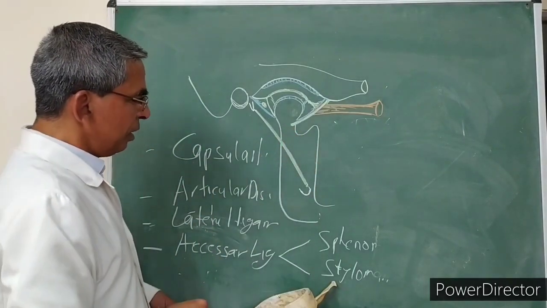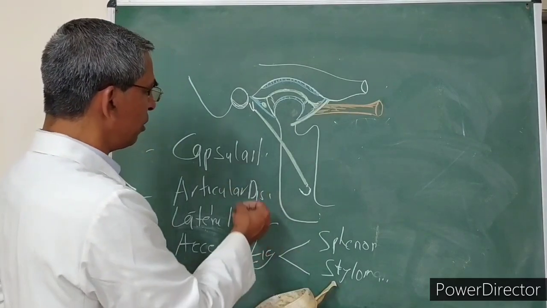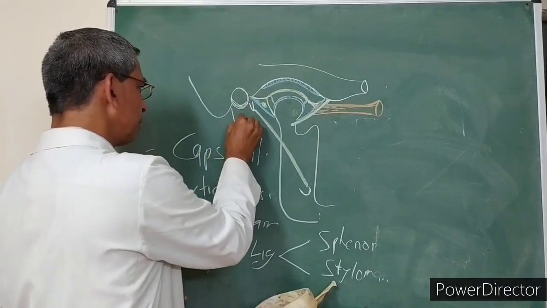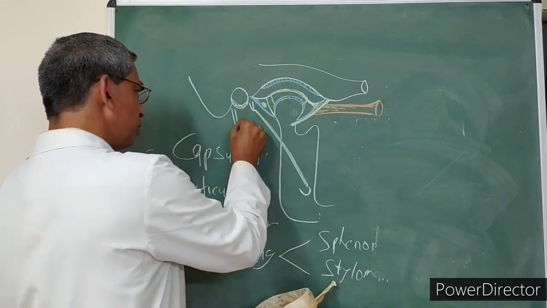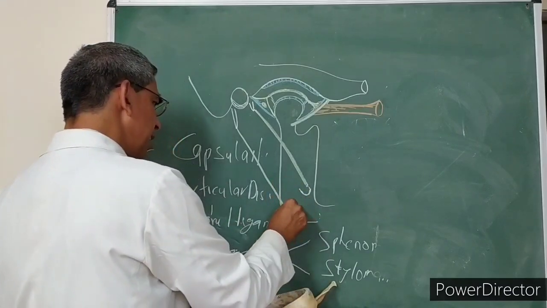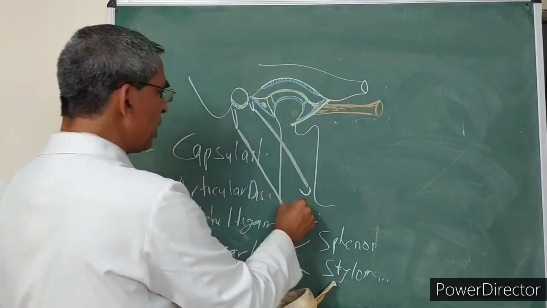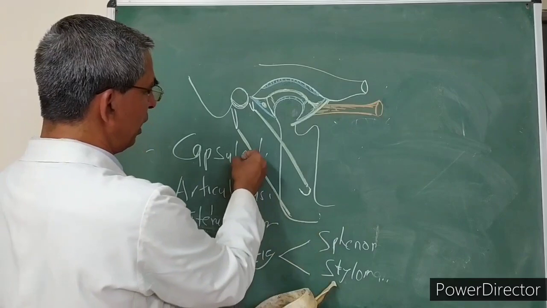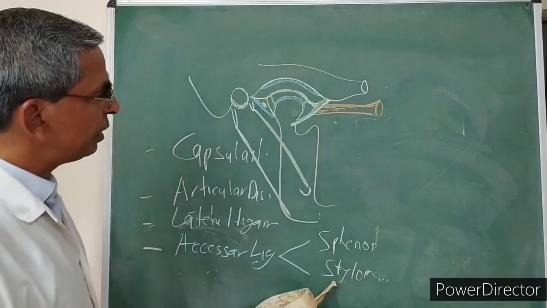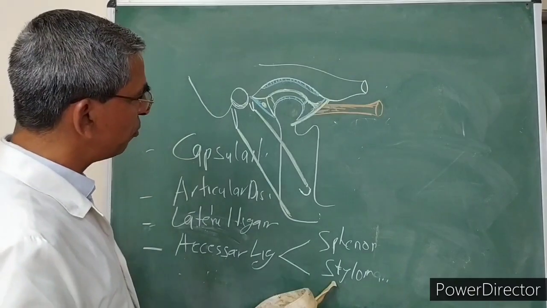The fifth ligament, or the second accessory ligament, is the stylomandibular ligament, in this area. This is the styloid process. From the styloid process, the stylomandibular ligament is connected to the angle of the mandible. This ligament is a thickening of the deep cervical fascia, which separates the parotid gland from the submandibular gland. So this is the stylomandibular ligament. These are the five ligaments attached to the temporomandibular joint.